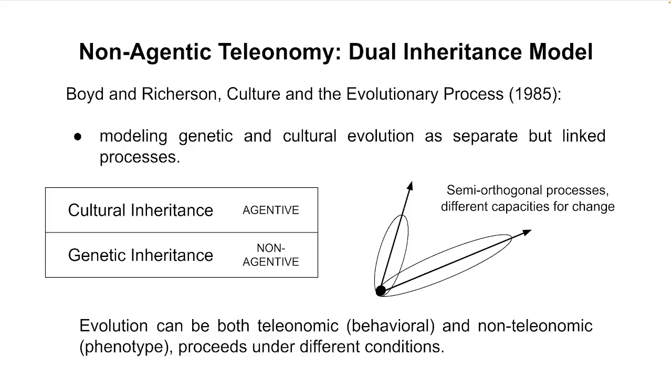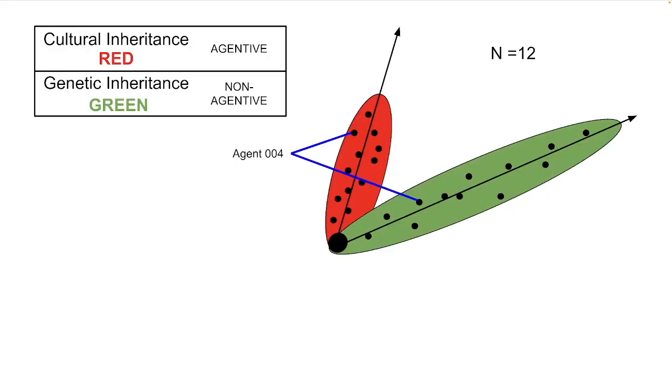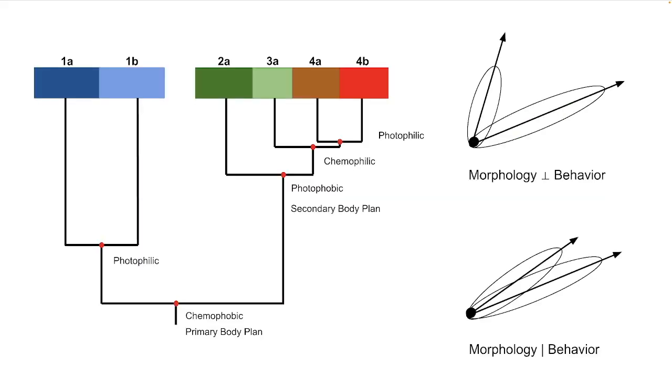So there's cultural inheritance and there's genetic inheritance. And so in that way, evolution can be both teleonomic, which is behavioral, and non-teleonomic, which involves the phenotype and the genome, and they proceed under different conditions. So you get these envelopes that are semi-orthogonal that give the agent different capacities for change. Again, we can have a population of agents summarized both in terms of their genotype and ultimately their phenotype and their behavioral milieu. And again, we can characterize this phylogenetically. So we have cases in which morphology and behavior more or less overlap, in other cases where they're divergent.